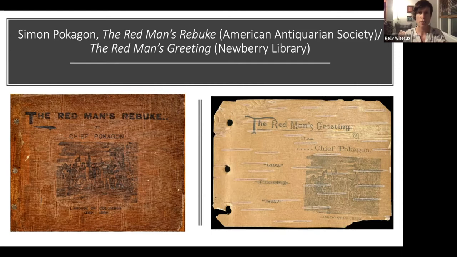So I want to first talk us through the physical qualities of the pamphlet. These images might suggest that the pamphlet's fairly large, but it's actually about the size of my hand. So it's small enough to slide into a pocket. It's an ideal size for selling at the fair, as Pokagon did.